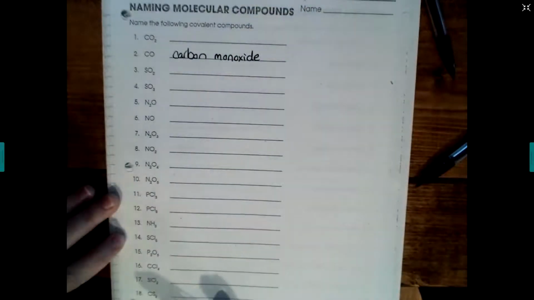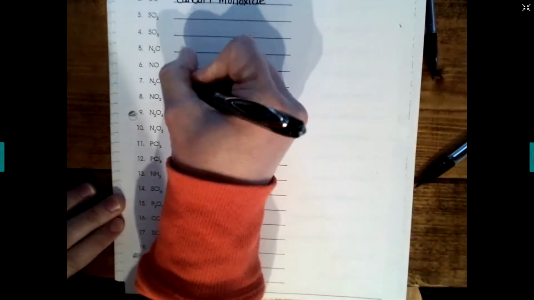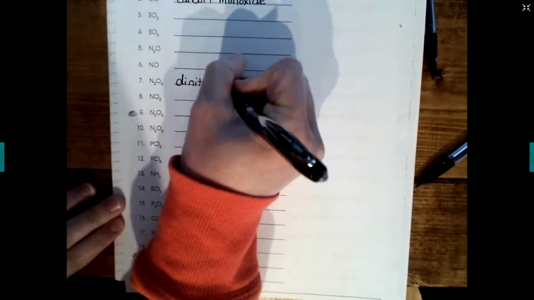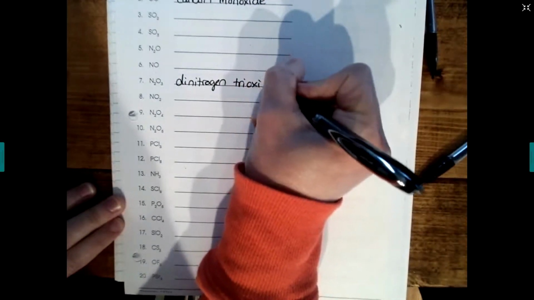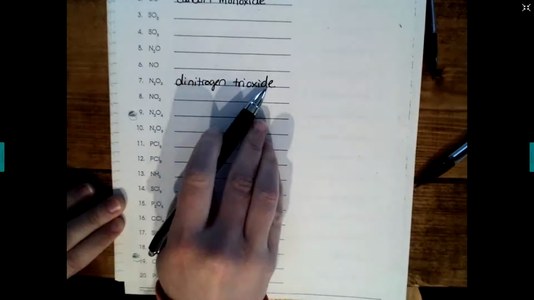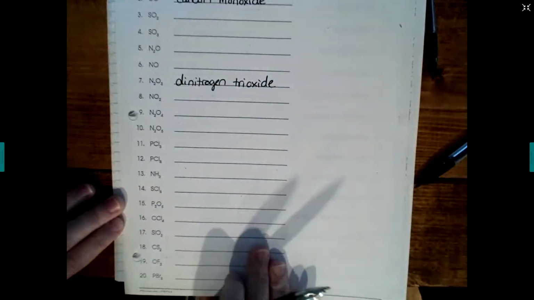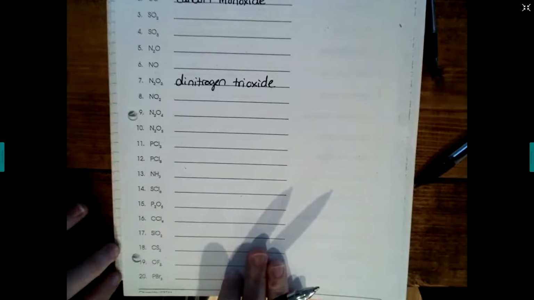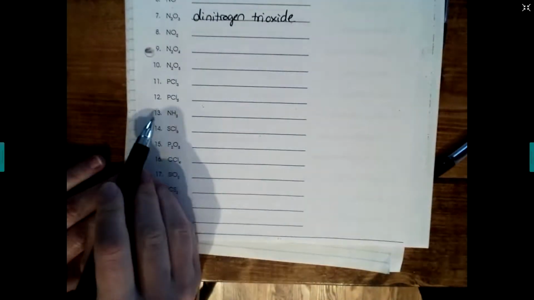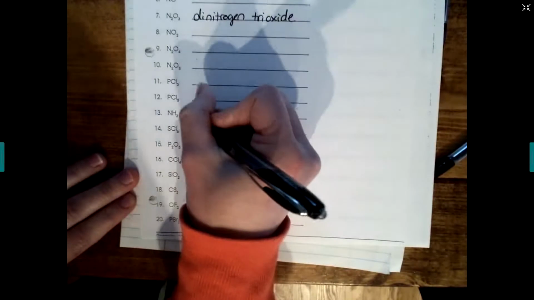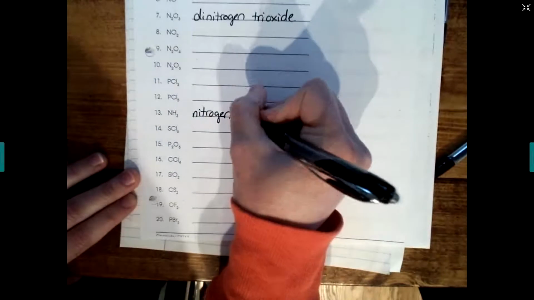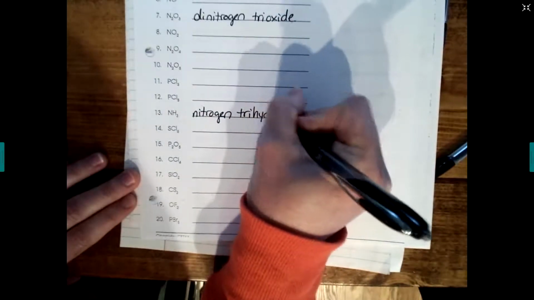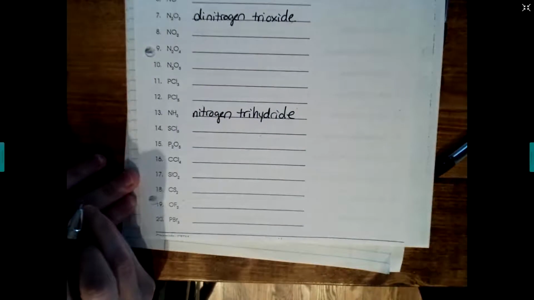Skipping on down to number 7. We have 2 nitrogens, so that's dinitrogen. And then the prefix for 3 is tri. Oxide. So notice the ending of your name is always going to be "ide." And I'll do one more for you from this side. If you look down at number 13, you have 1 nitrogen and you have 3 hydrogens. So that's trihydride would be the name of that.